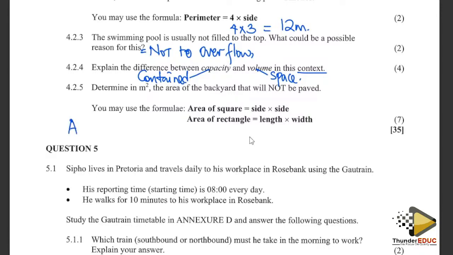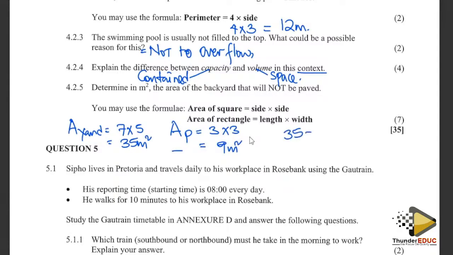So here it's simply meaning we are going to subtract. So we shall say the area of the yard, which is the backyard, which is 7 times 5. You get 35 meters squared. And the area of the pool, which is 3 times 3, becomes 9 meters squared. Subtract the two, 35 minus 9, you end up having your answer: 26 meters squared.